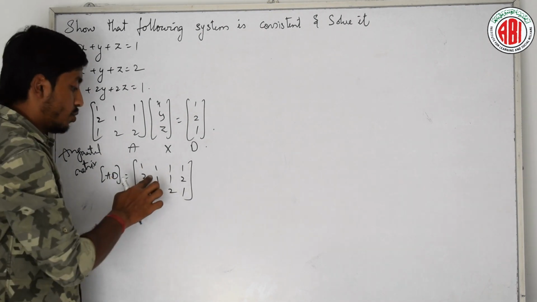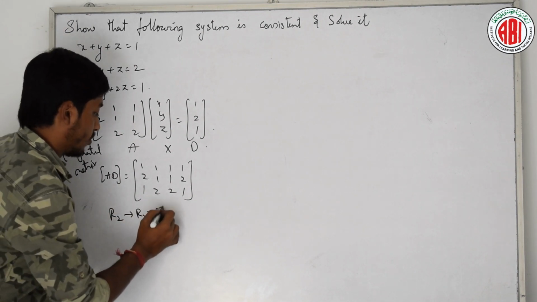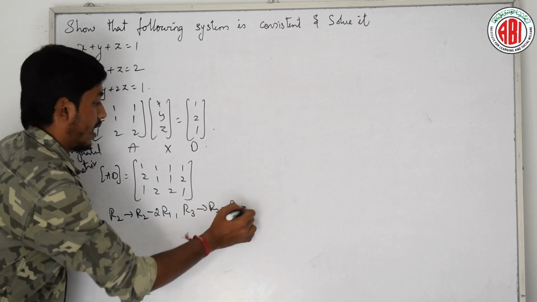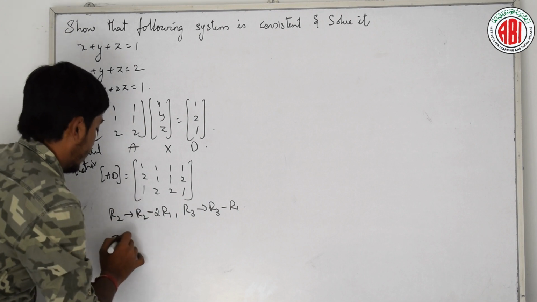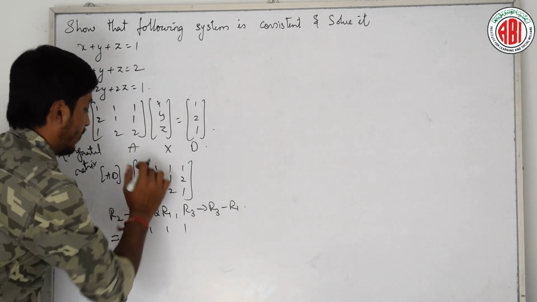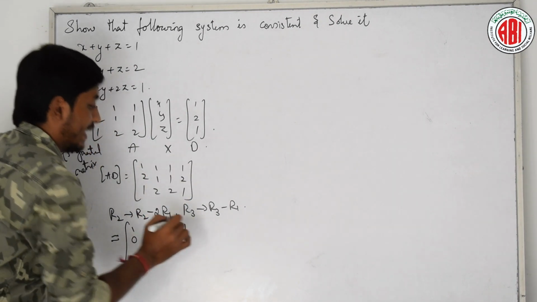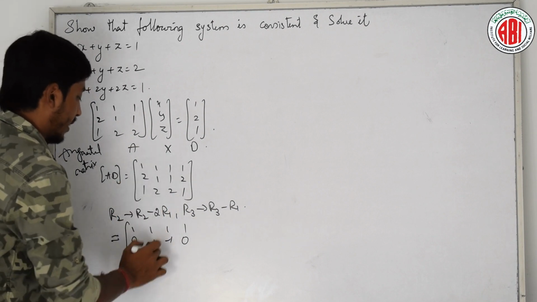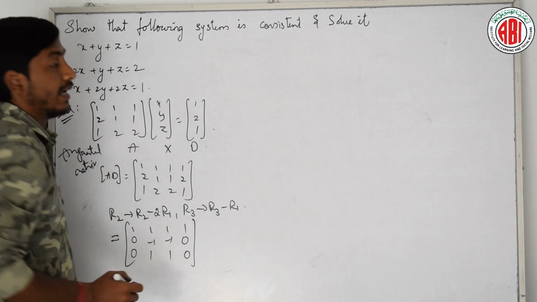What's the first step? We have to make these two terms as 0. That is, R2 tends to R2 minus 2R1, R3 tends to R3 minus R1. Is it clear? How to do? Just tell me. 1, 1, 1, 1, 2 minus 2, 0, 1 minus 2, minus 1, 1 minus 2, minus 1, 2 minus 2, again 0. Okay? Here 1 minus 1 is 0, 2 minus 1 is 1, 2 minus 1 is 1, 1 minus 1 is 0. Is it clear?